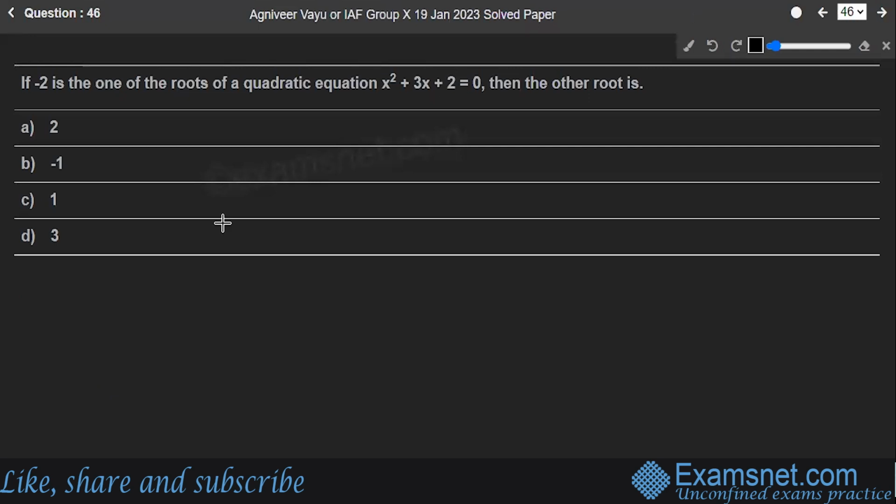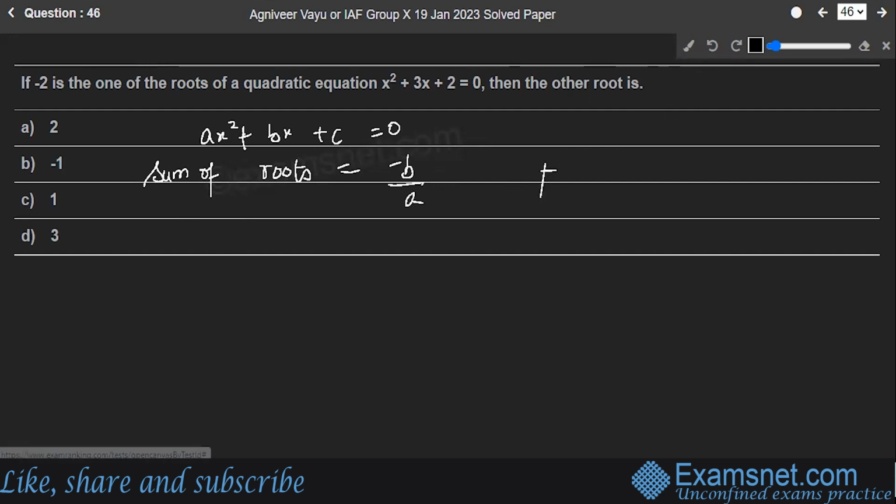Question number 46. If -2 is one of the roots of this quadratic equation, then what is the other root? See, whenever you have a general equation, ax² + bx + c = 0, the general form of the quadratic equation, the sum of roots is always given by -b/a, and the product of roots is given by c/a.